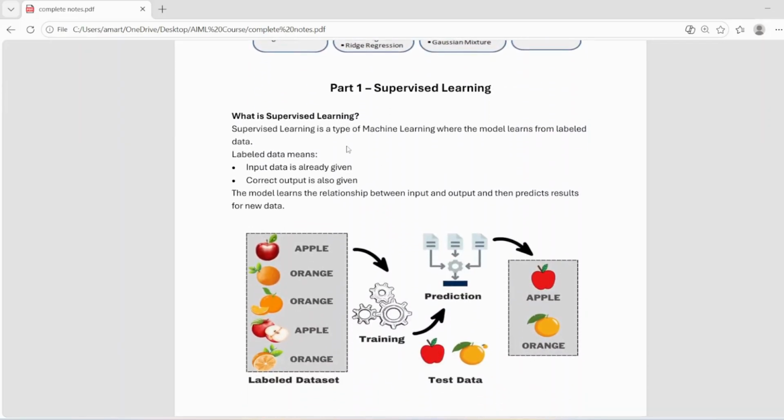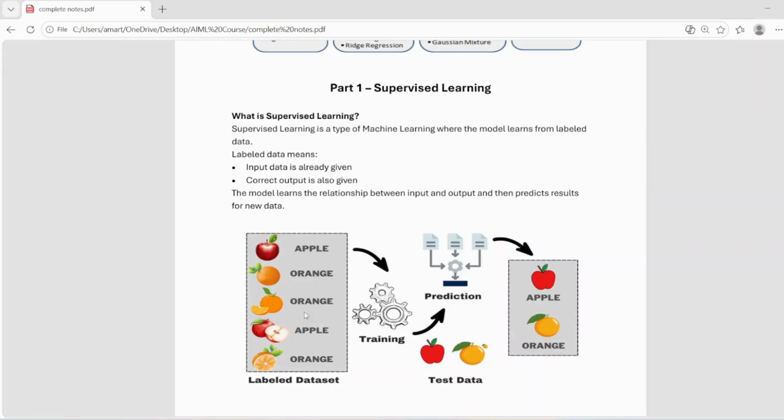So supervised learning is a type of machine learning where the model learns from labeled data. Okay. What is the meaning of labeled data? Labeled data means we know the input. Okay. This is our labeled data set. We know the input and also we know the correct output. So this is our labeled data set in which we have our inputs and outputs both.